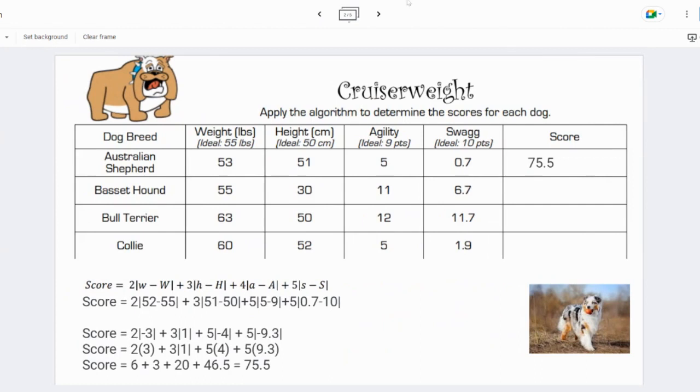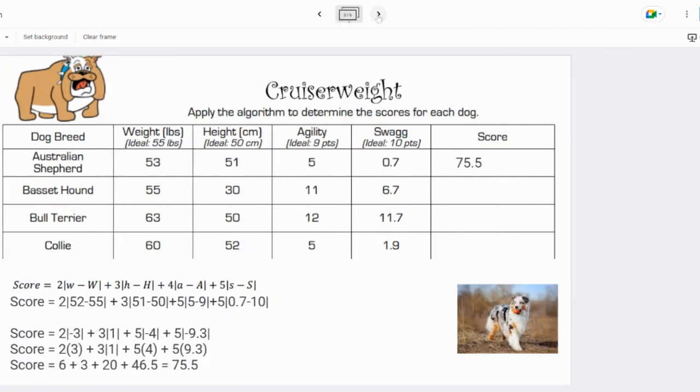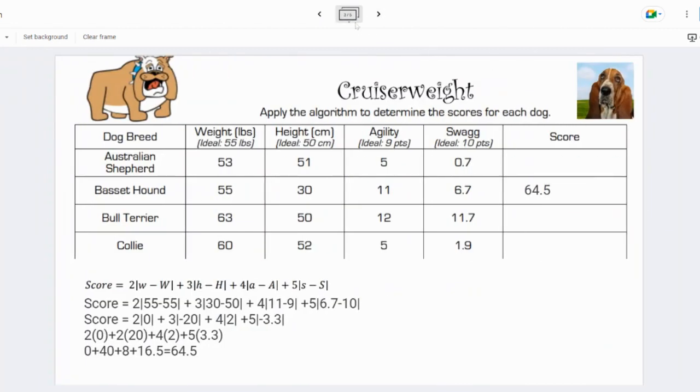The score for our Australian Shepherd was 75.5. Basset Hound was 64.5. If you feel super confident in this skill now, go ahead and pause this video and you can go ahead and find the scores for each of these dogs on your own.